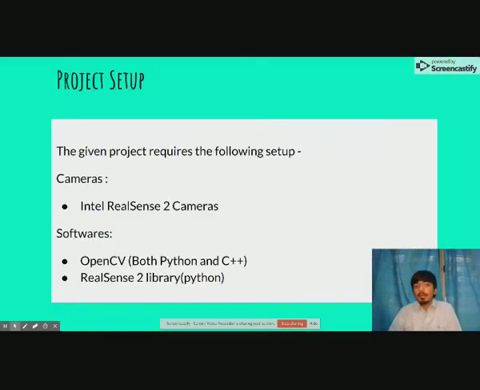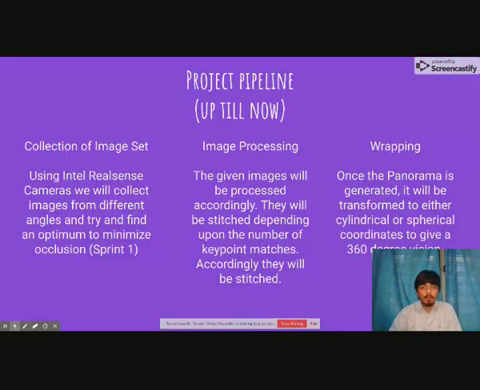So the setup. The given project required the following setup. For cameras, we had Intel RealSense 2 cameras, and the software involved were OpenCV and RealSense 2 libraries. The project pipeline included three steps. Majorly, the first step being the collection of image set. That is, we were collecting images from different setups and finding the optimum set of images from the Intel RealSense 2 cameras to minimize occlusion.